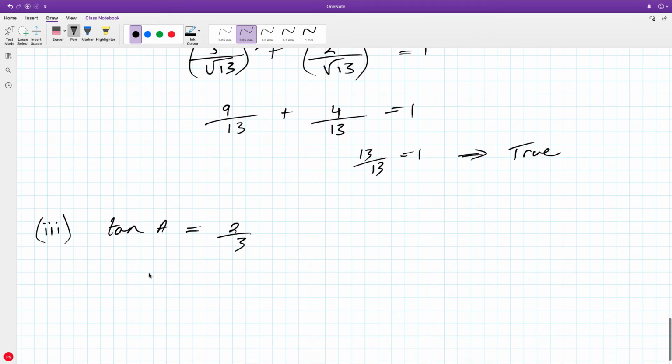Tan of A is 2 over 3. A is equal to, how do we get the value of that? Tan inverse, exactly. Tan inverse of 2 over 3. Shift tan inverse of 2 over 3 gives 33.69.